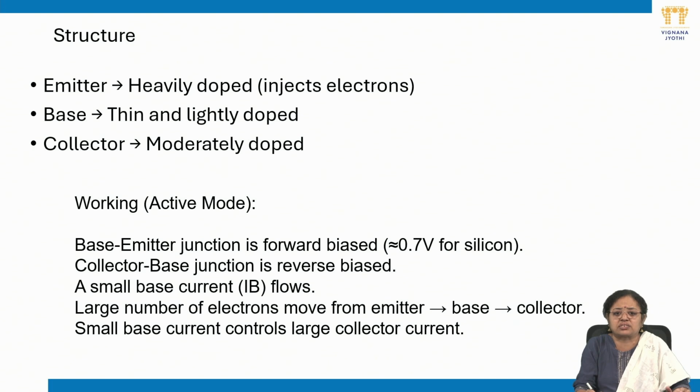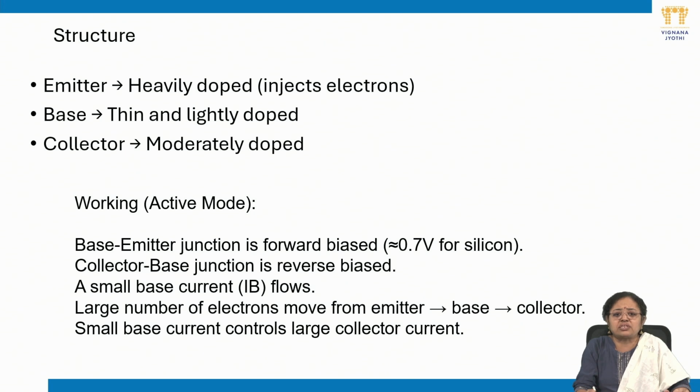bipolar junction transistor. Coming to the level of the doping, we can discuss the emitter is very heavily doped because this is the one which is going to inject electrons for conduction. Base is very thin and very lightly doped, hence it has very few number of charge carriers for conduction. Coming to the collector region, we have moderately doped, so it has between emitter and the base the electrons or the holes or the charge carriers we can observe. So this is the structure of the BJT.